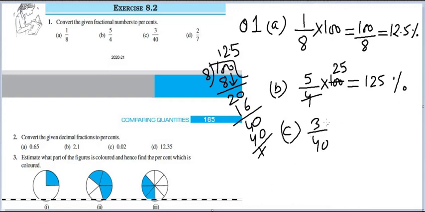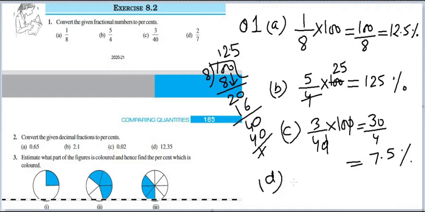C part, we can have 3 upon 40. So if you want to convert it to percentage, into 100, we can cancel 0 by 0. Or we can write it as 300 upon 40, that is 30 upon 4. If you further convert into decimal, 4 sevens are 28, 4 fives are 20, we get 7.5%.